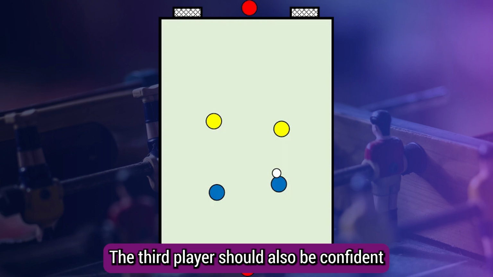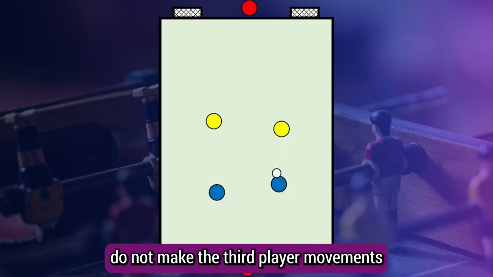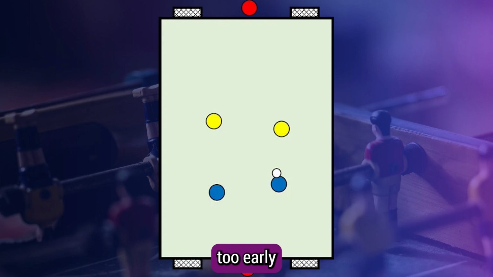The third player should also be confident the initial pass from player 1 to player 2 is likely to be successful, as they will be out of position if it is not and badly placed to transition to defense. This is another reason to make sure players do not make their third player movements too early, as the team may be left exposed if they do.